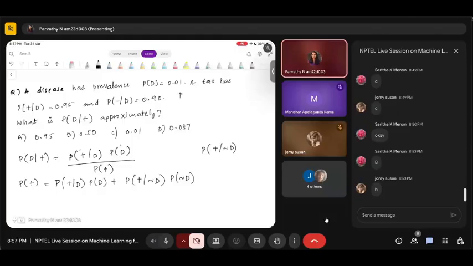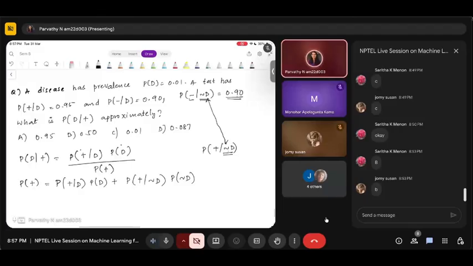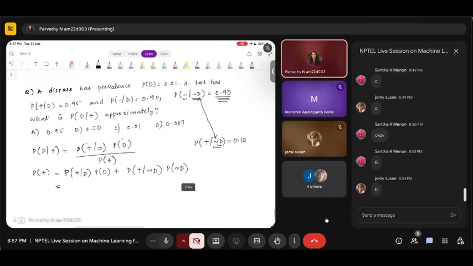P of minus given not D is 0.90. This is also given. So given not D, the test being negative is 0.90, and given not D, the test being positive is 1 minus this. So it will be 0.10. Now you just have to substitute all these values.